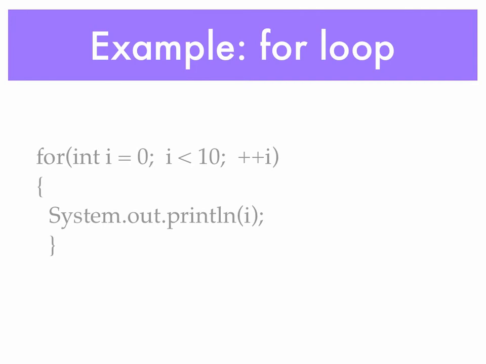Here's an example of a for loop. I've got an int i, I give it a value of 0. That is only executed once. That int i equals 0 happens once. Then I have my test, i less than 10, and then my update, plus plus i. So here's my declaration and initialization of my int i, my test, and my update. And this for loop prints to the screen the value of i. So this would print out 0 through 9.